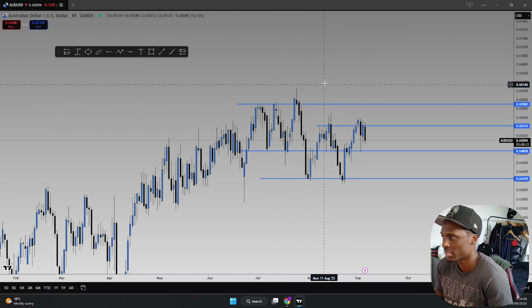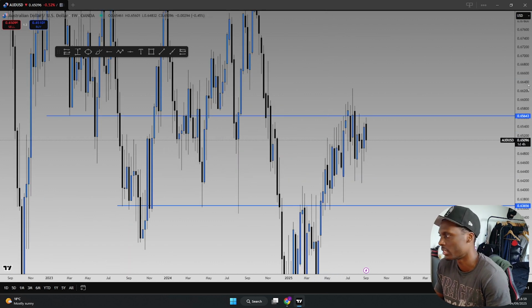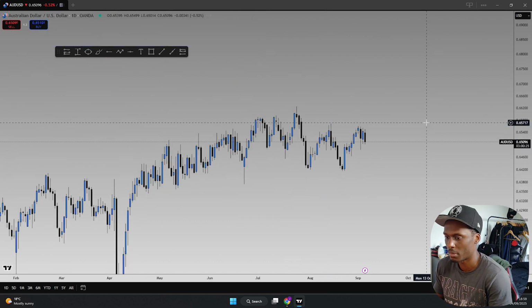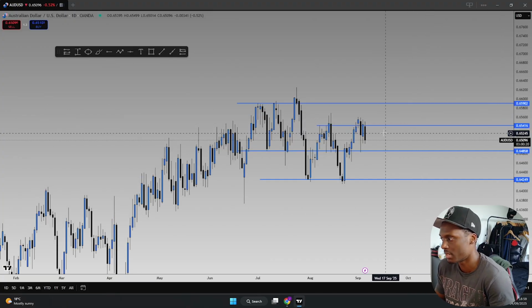I put my support and resistance, and then now we need to see the trend direction, but that's obviously something further than just plotting on support and resistance. So that's literally all I need to do. I've put on my weekly levels, I put on my daily levels.